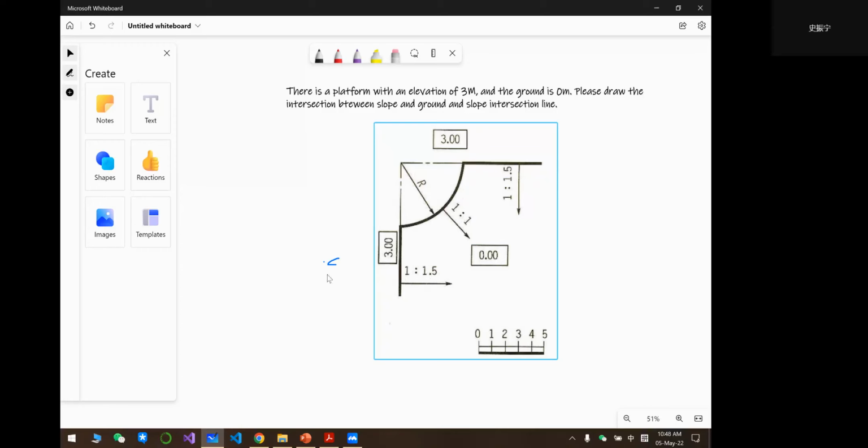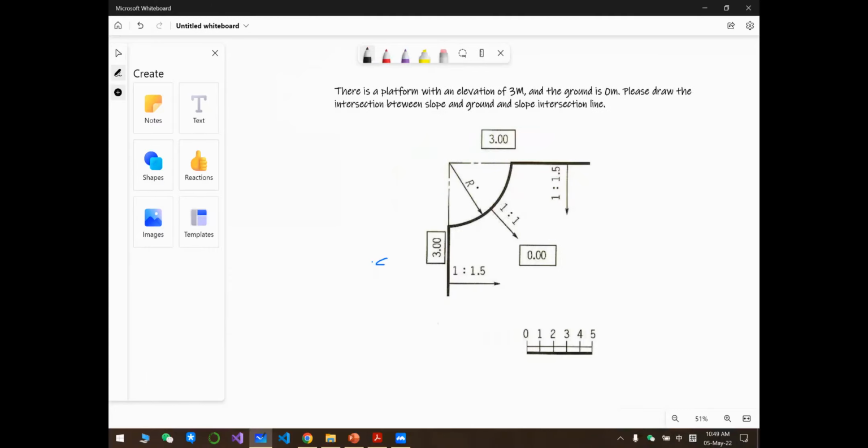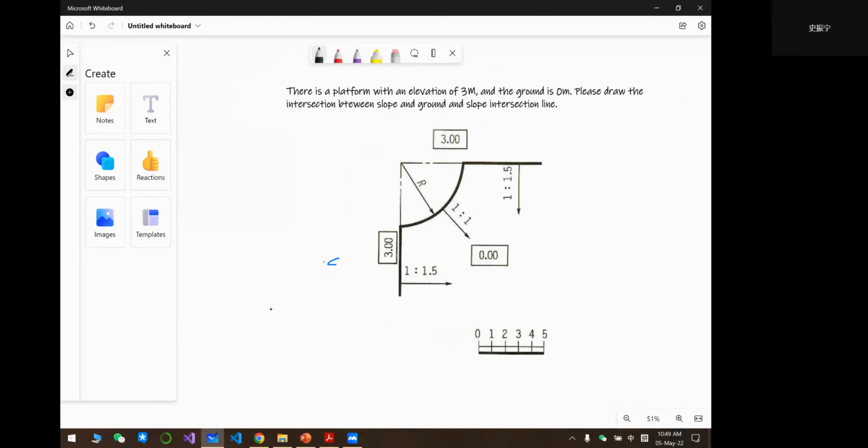Okay, so now what should we do? At first, we already know the slope, and please find the difference of the elevation. What is it? The difference of the elevation is 3 minus 0, which is equal to 3. Okay, so it's very easy.